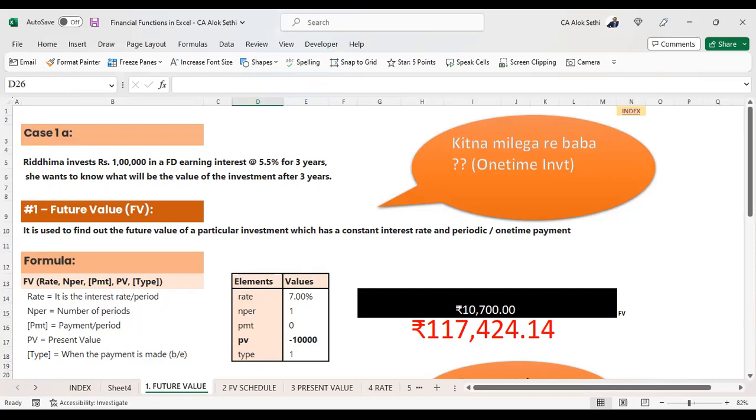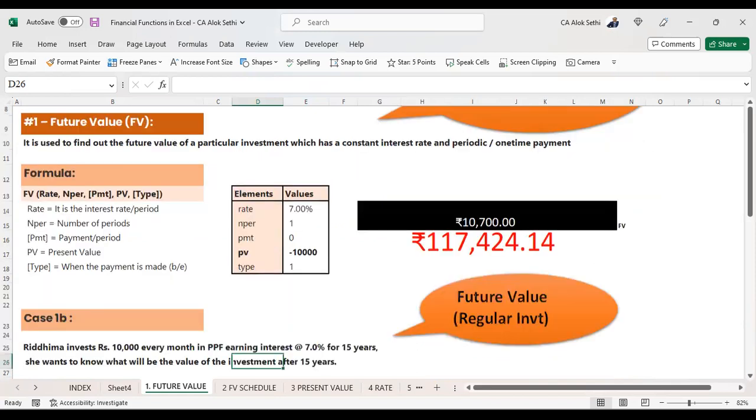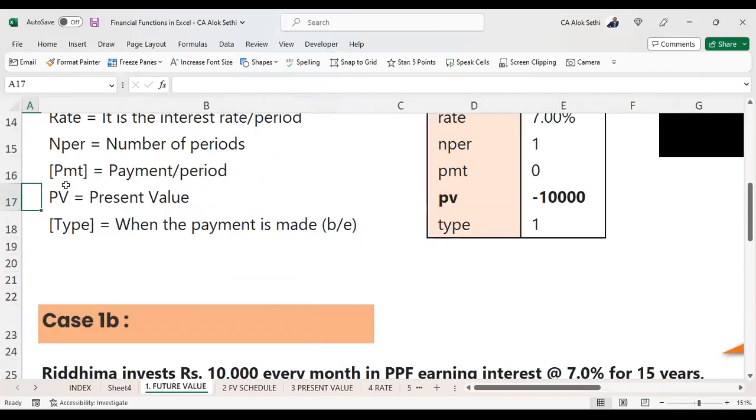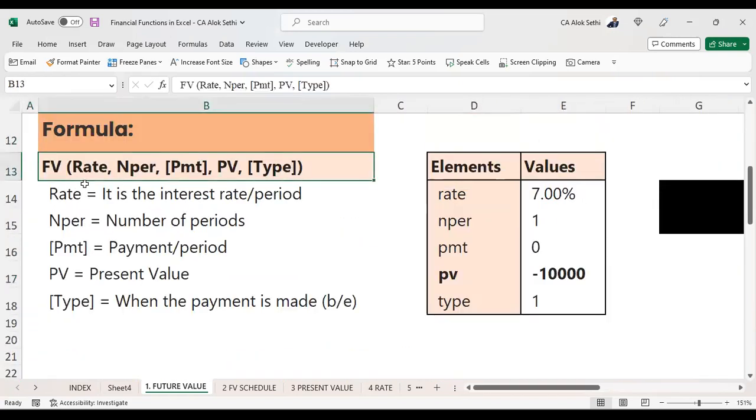Chalिए, आगे बढ़ते हैं. What are the arguments of this function? So you see that the formula is FV, rate, NPR, PMT, PV, type. Let us understand these 5 arguments. First one is rate.